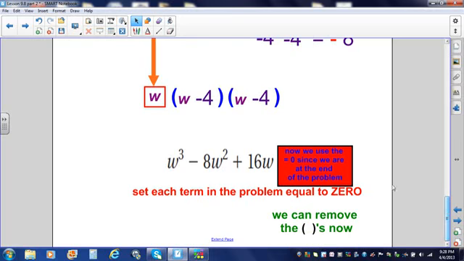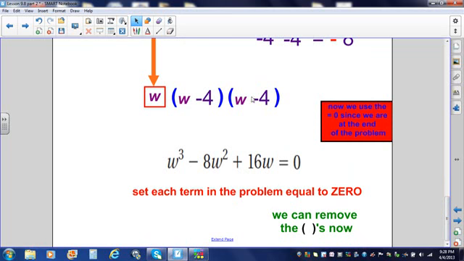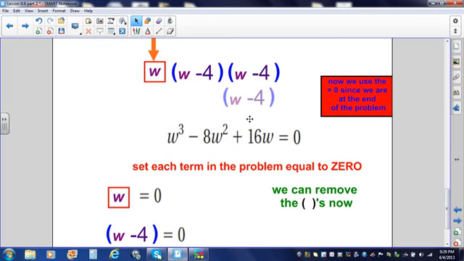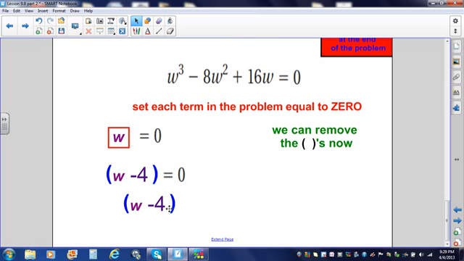Now that we're coming up to the end of the problem, we are going to use this equals 0, since we factored it out. So what are we going to do? We're going to say W equals 0. We're going to say W minus 4 equals 0. And we're going to say that W minus 4 equals 0. We can remove the parentheses since we're at the end of the problem.